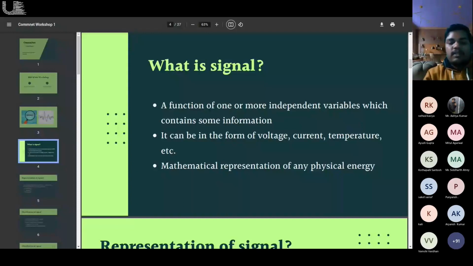But in our workshop, we will be discussing the signals which will be in the form of voltage, current, temperature, etc. And a signal is basically a mathematical representation of any physical energy like voltage, current, temperature, etc. If you have any doubts, you can ask your questions using mic.